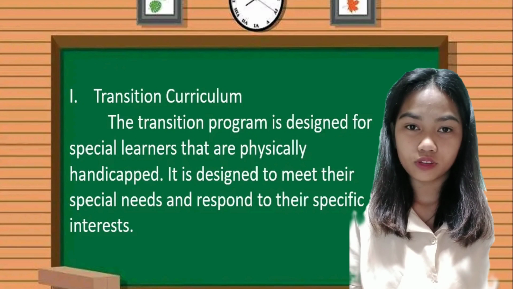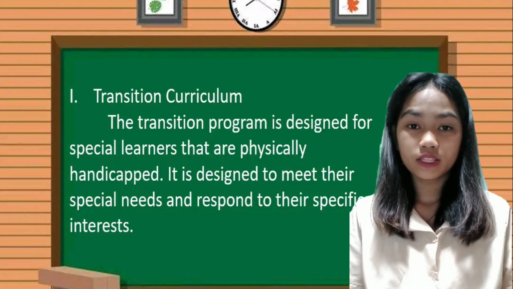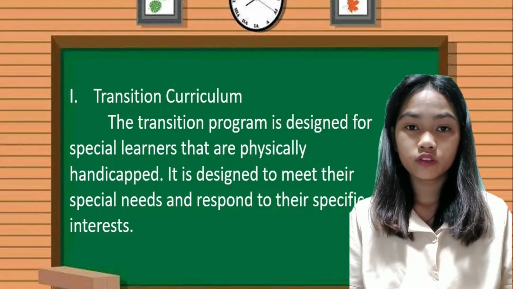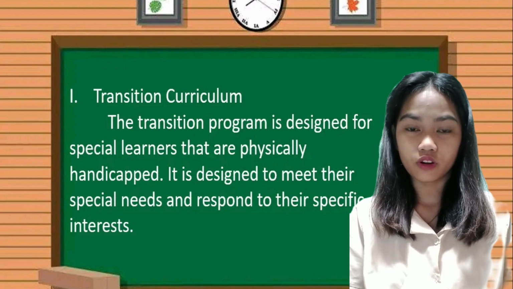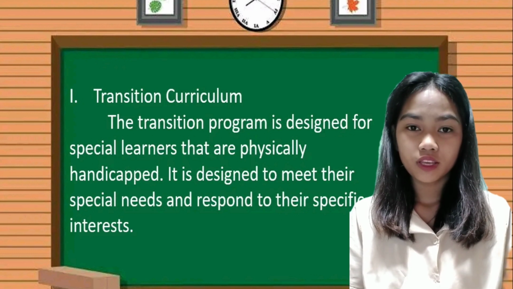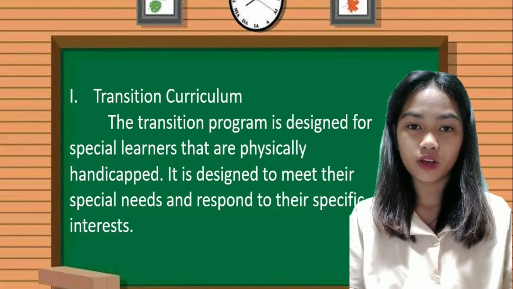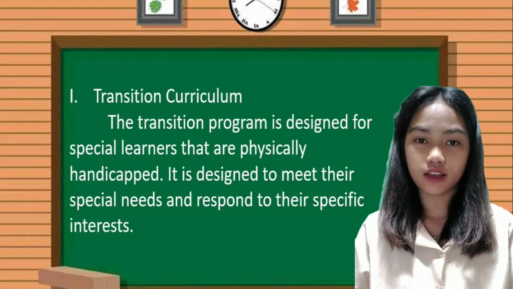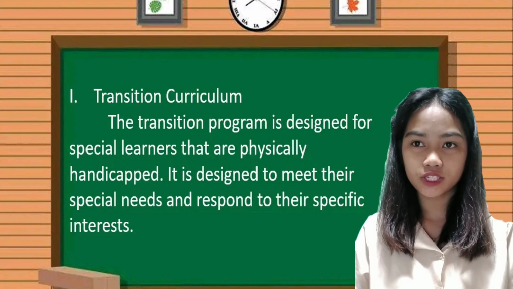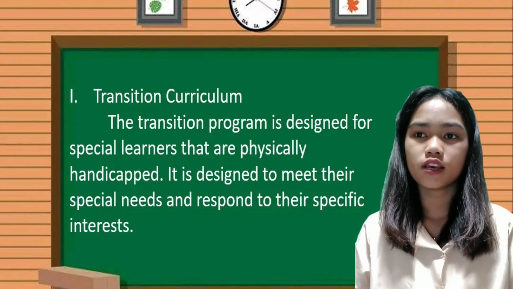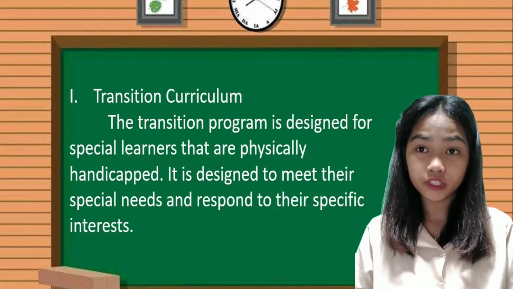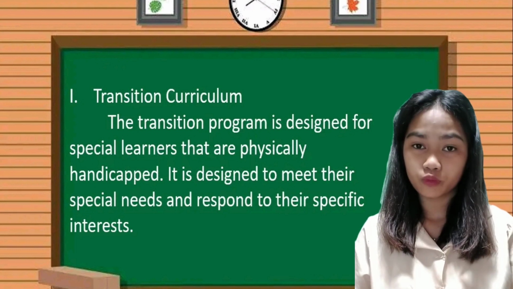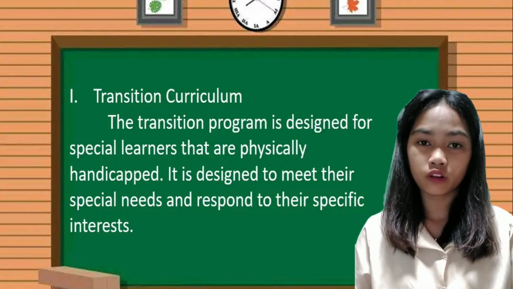So our next topic is all about transition curriculum. What is transition curriculum? From the word transition, it means the period of changing from one state to another. So, a transition program is designed for special learners who are intellectually disabled and physically handicapped. It is designed to meet their special needs and their specific interests. It is like a care package that will empower the learners in their transition from home to school, from elementary to post-secondary, and to the world of work.